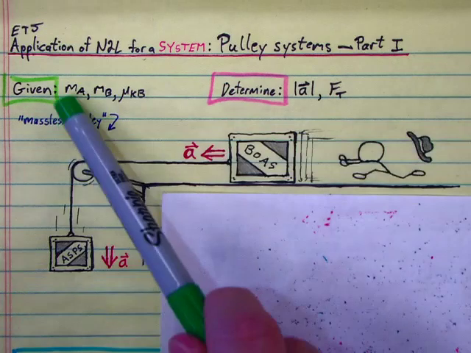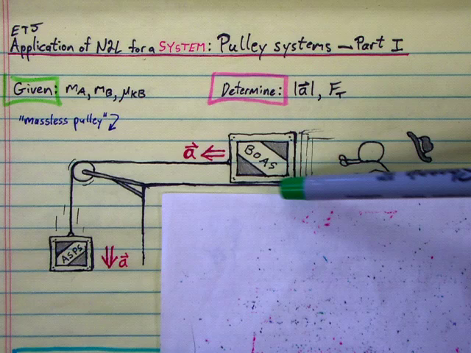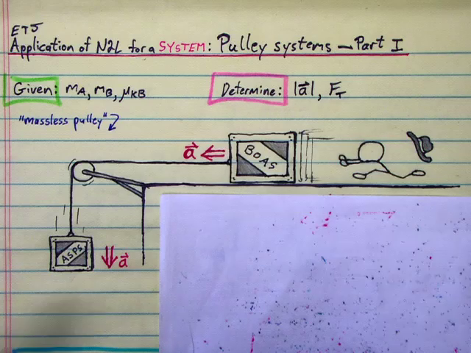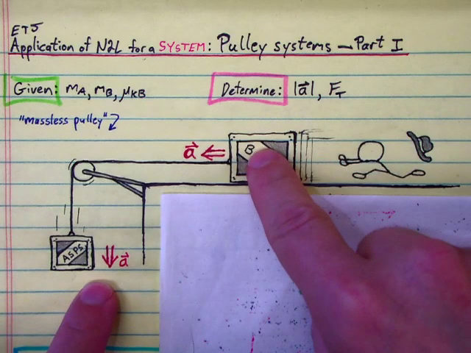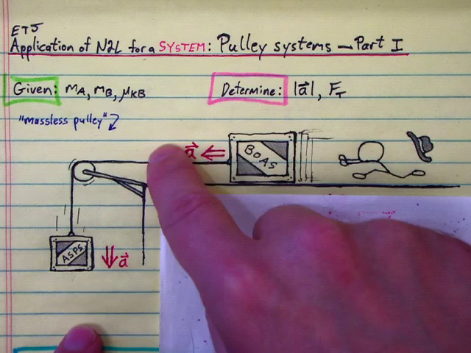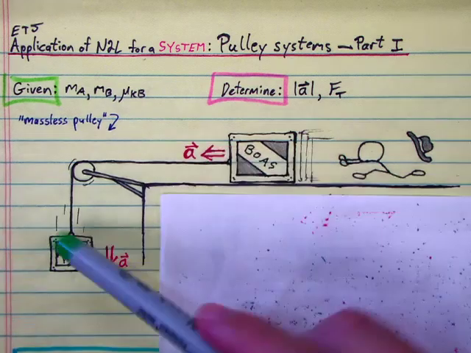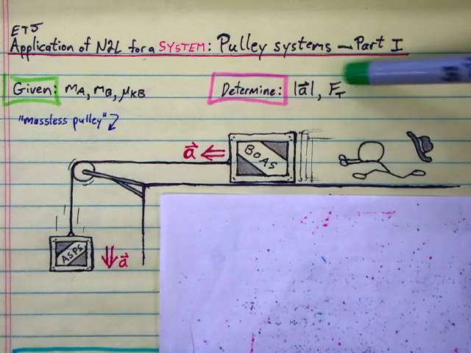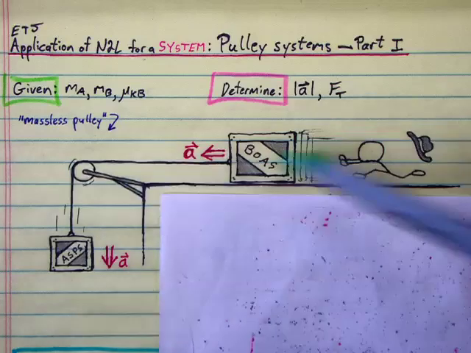If we're given masses A and B, and we're given the coefficient of kinetic friction between mass B and the surface, we would like to then determine their acceleration, which we know will be the same for both masses since they are moving as one, connected as they are by this inextensible string. And we'd also like to find the tension in that string.